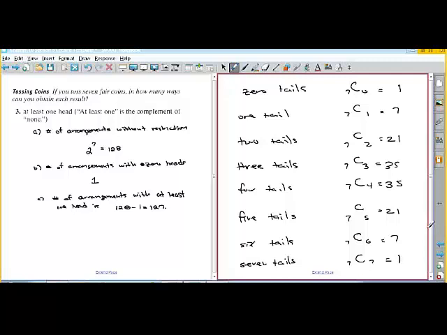So to figure out at least 1 tail, you would add all these up. And if you add all those up, you get 127. But it's easier to just take the fact that we know the total is 128 and just subtract this one. It gives us the same number. But that would be the long way you would do it. Instead of listing all the possibilities, that would probably be overkill. We have a method of figuring out the individual number for each specific case.